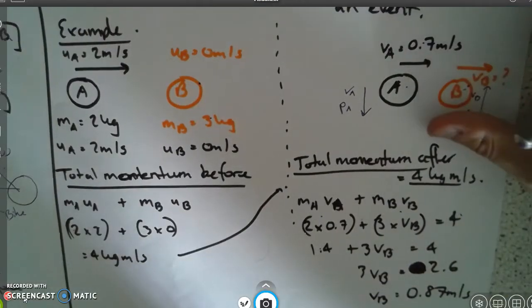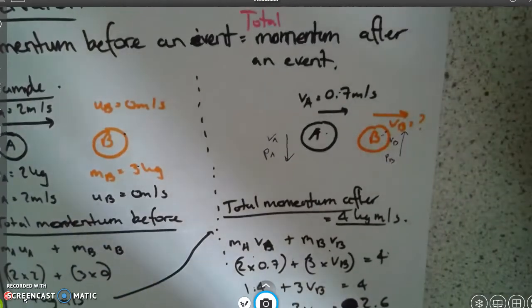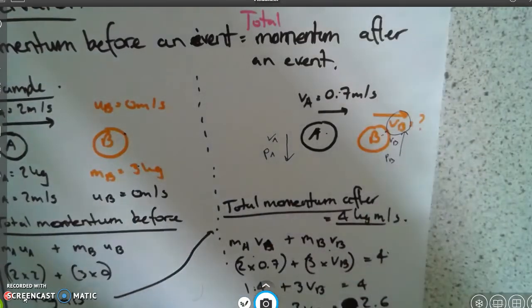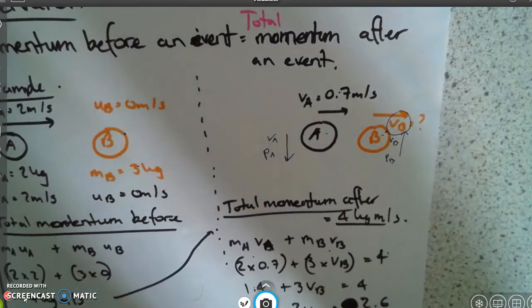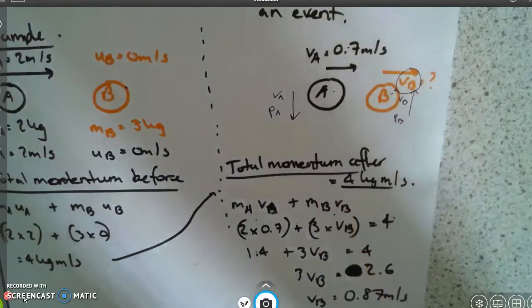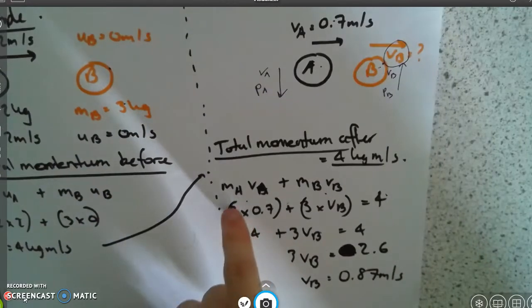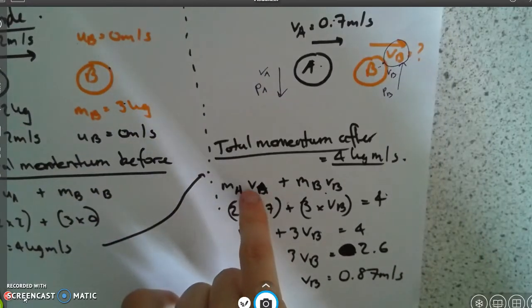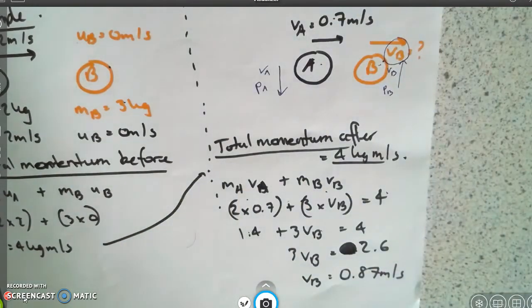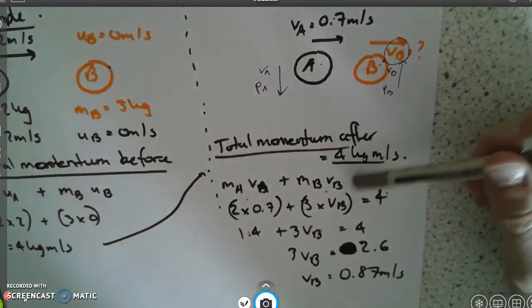Then we go on to the second part of this diagram, and what we're trying to find out here is VB. What is the final velocity of our ball B? All we know is that the velocity of A is 0.7 meters per second, and we already knew the mass of A is 2 kilograms. If the total momentum after the collision must be 4, because of the conservation of momentum, we can set it up nicely. We can say the mass of A times the velocity of A, the momentum of A, plus the mass of B times the velocity of B, the momentum of B. So the momentum of A and the momentum of B added together must equal 4.